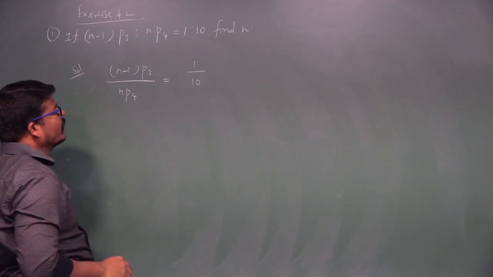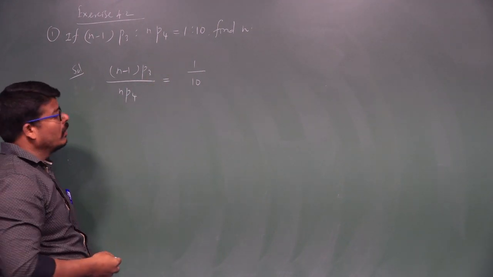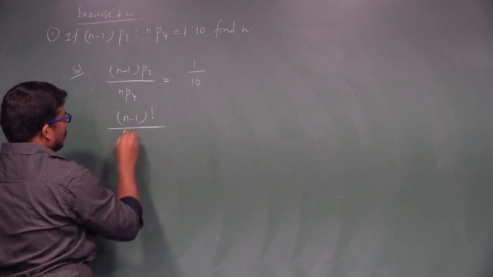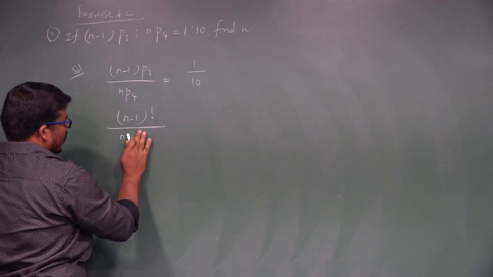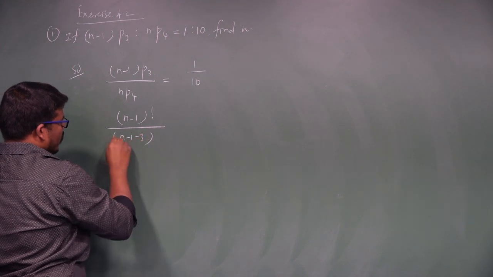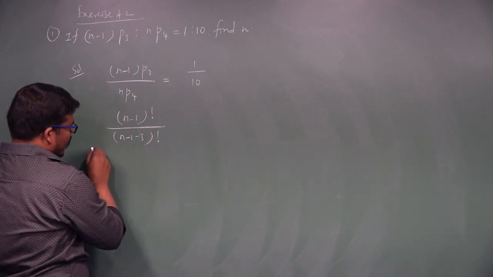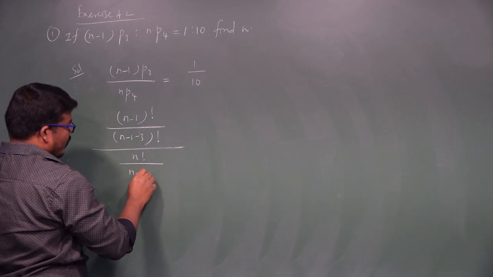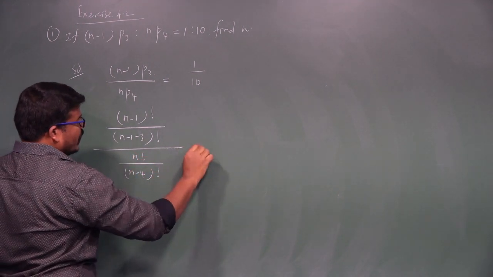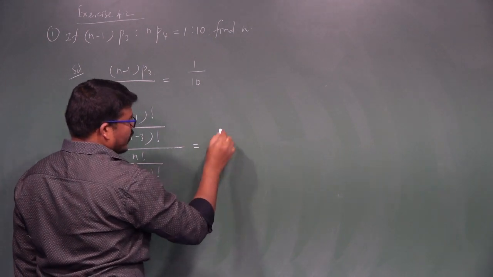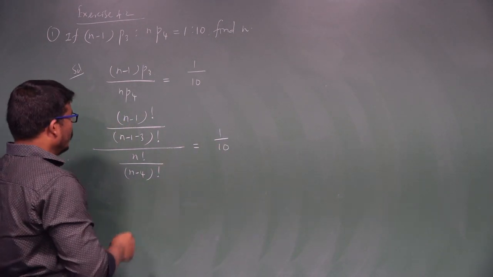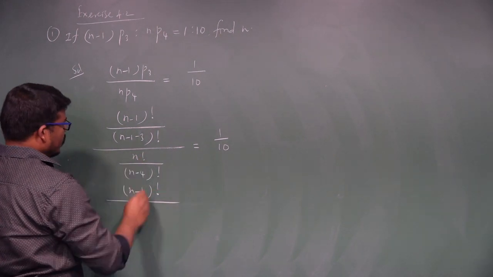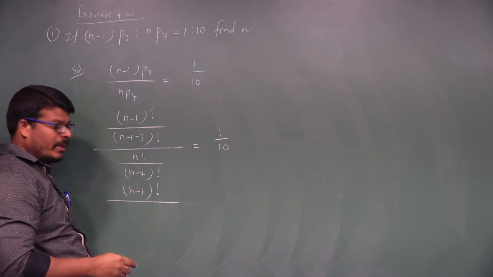Using the nPr formula, (n minus 1)P3 is (n minus 1) factorial by (n minus 1 minus 3) factorial, divided by nP4, which is n factorial by (n minus 4) factorial, equals 1 by 10. Now write it: (n minus 1) factorial by (n minus 1 minus 3), which is (n minus 4) factorial.